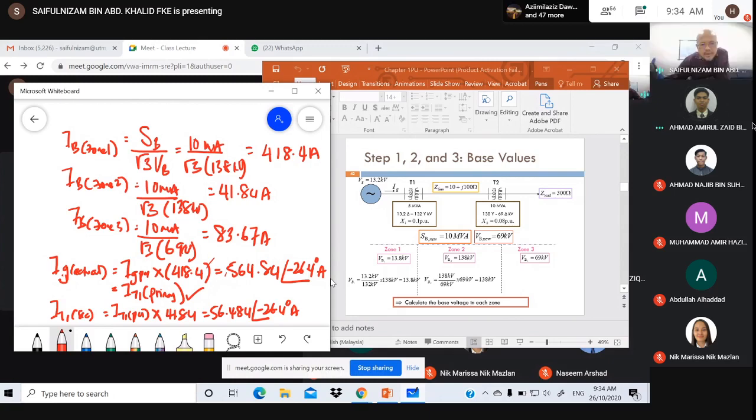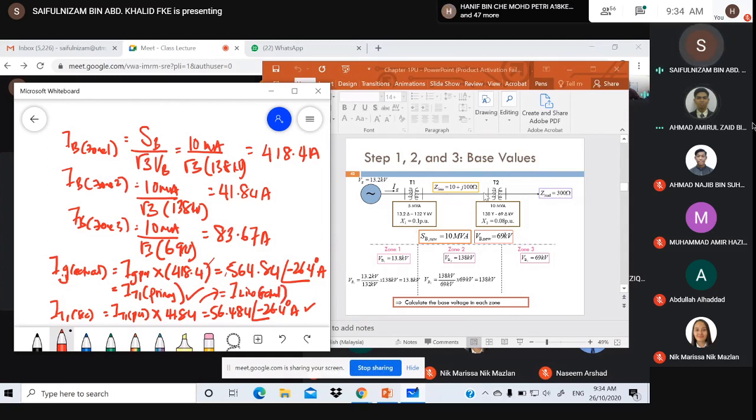at the secondary of T1, the actual current at the secondary of T1, which corresponds to the transmission line current, the actual line current. This one corresponds to I line actual, because of the same base. And also you can find the actual current at the primary of T2 by multiplying with the base current here, the base current in zone 2.